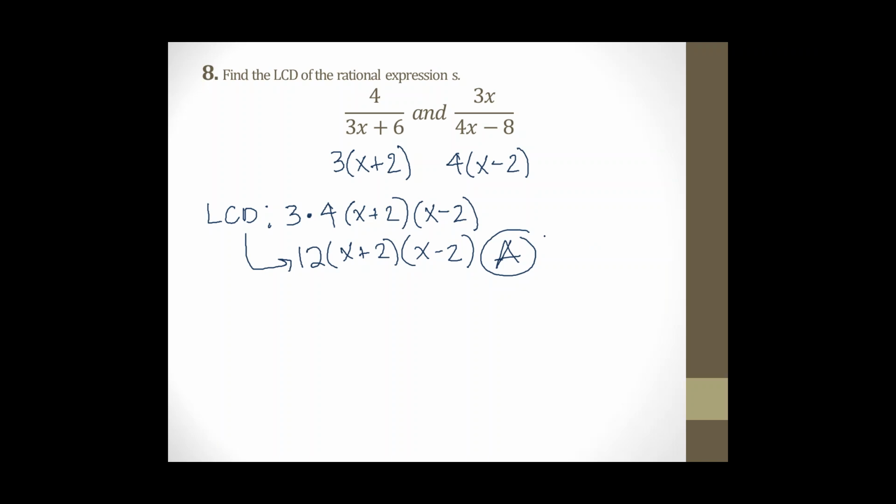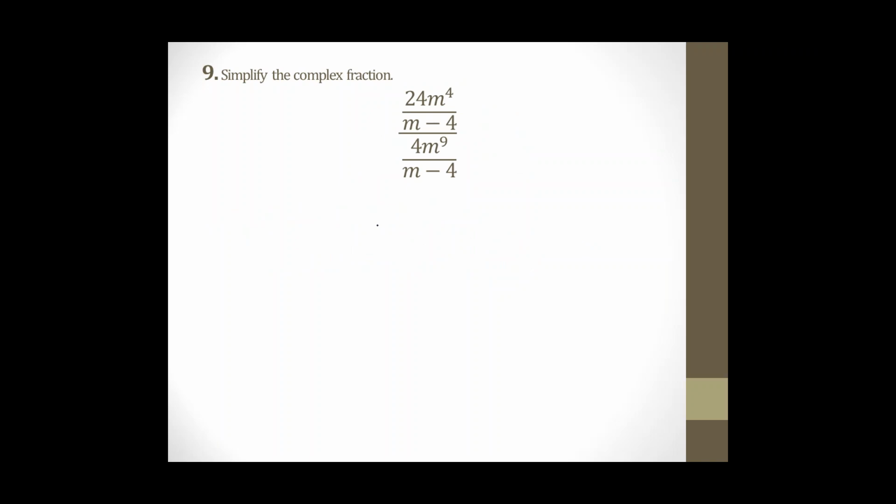Okay. All right, number 9, simplify the complex fraction. Okay, so we have a rational expression up here, 24m to the 4th divided by m minus 4, all divided by another fraction, 4m to the 9th over m minus 4. So when we're dividing by a fraction, you want to multiply by the reciprocal, or I like to call it keep, change, flip. Keep, change, flip.